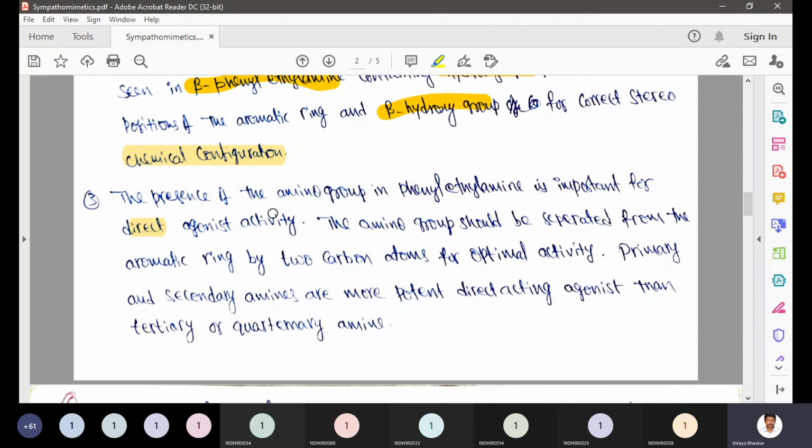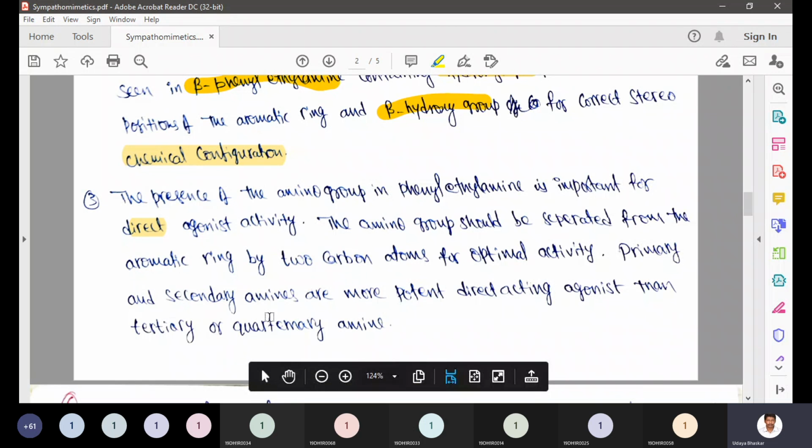Fine. So the presence of the amino group is very important for agonistic activity. Then the amino group should be separated from the phenyl group by 2 carbons. That is the prerequisite. Then primary and secondary amines are more potent direct acting agonists than tertiary and quaternary.